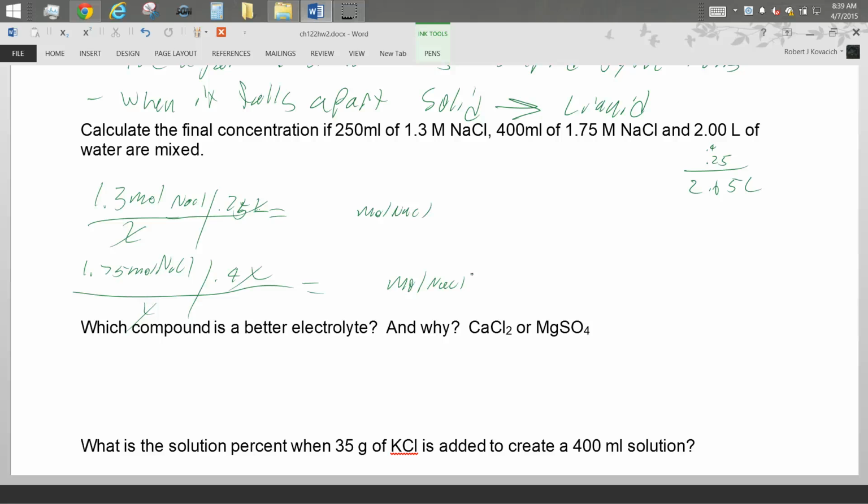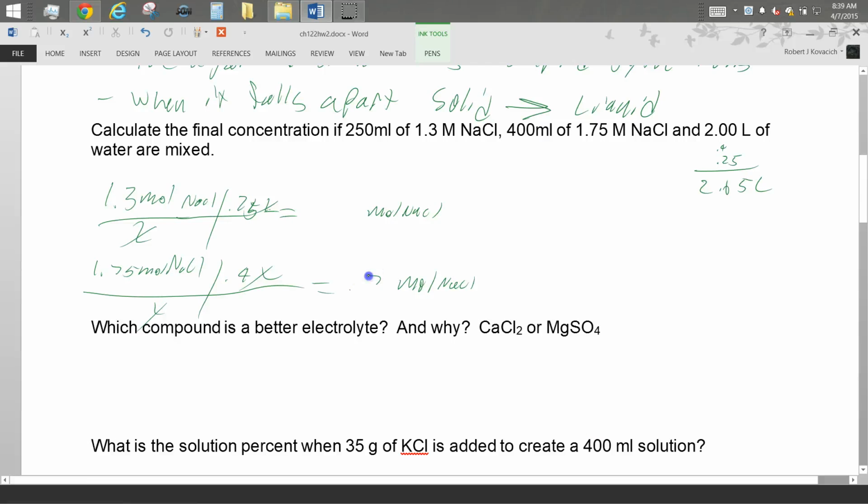So I've got 1.75 times 0.4, so it's 0.7 moles, and then I got 1.3 times 0.25, and I got 0.325. So I'm just going to add those together, and I've got a total of 1.025 moles. I'm going to divide that by my 2.65 liters, and I get 0.39 moles per liter.